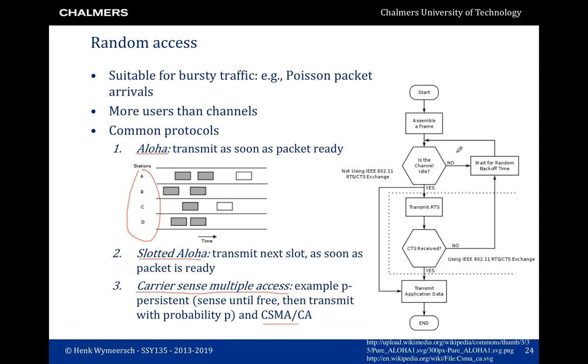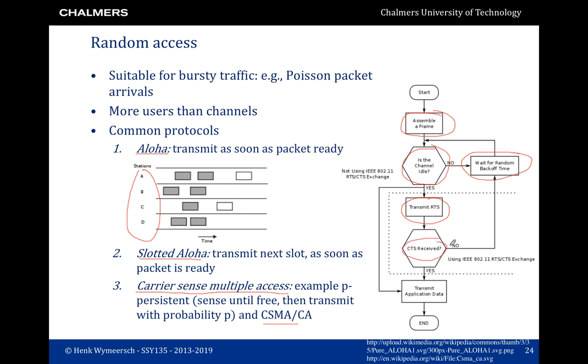On the right-hand side, we show a flowchart of CSMA-CA. So here, once we have a packet to send, we listen to the channel. Is the channel available or not? If the channel is not available, we wait for a random backoff time. Once the channel becomes available, we are sending a request to send signal. We then wait to hear back from the receiver with a clear to send signal.